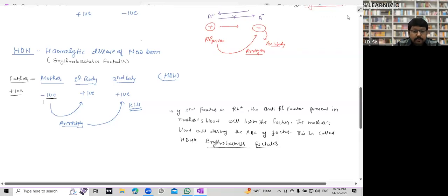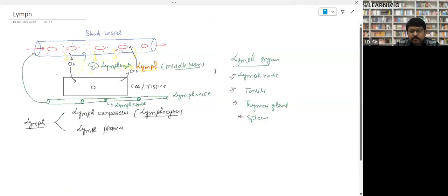Now lymph is also important. You may get questions from RBC or WBC, most probably from WBC. Then you may get a question from the Rh factor. Then you may get a question from lymph, right? It is also a 3 marker question. So put the heading lymph.